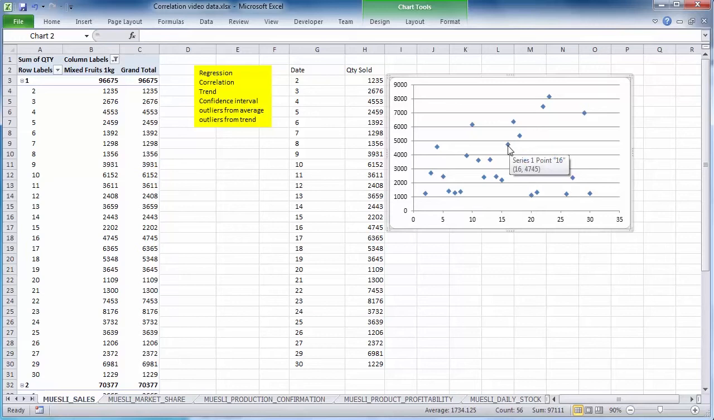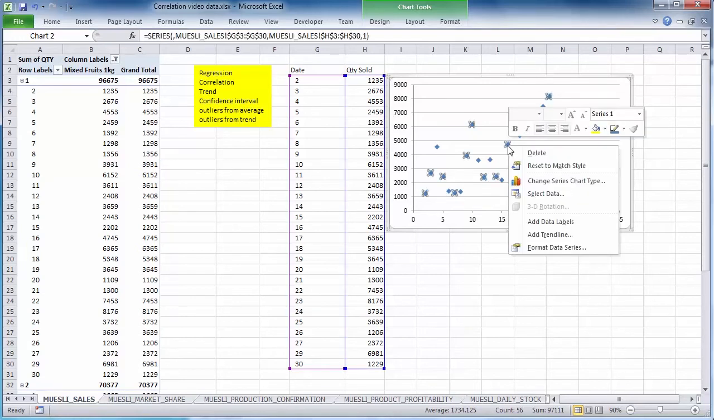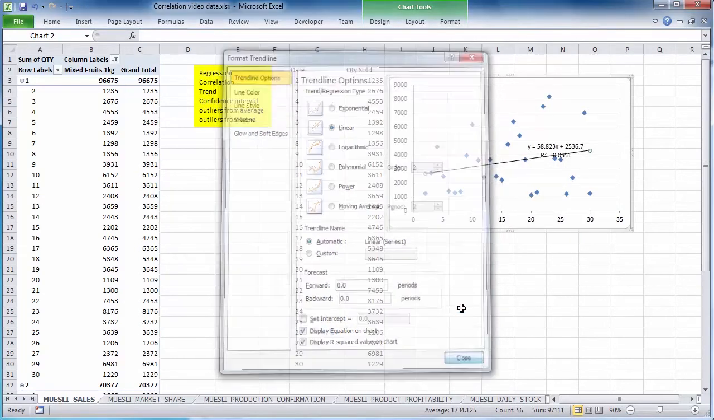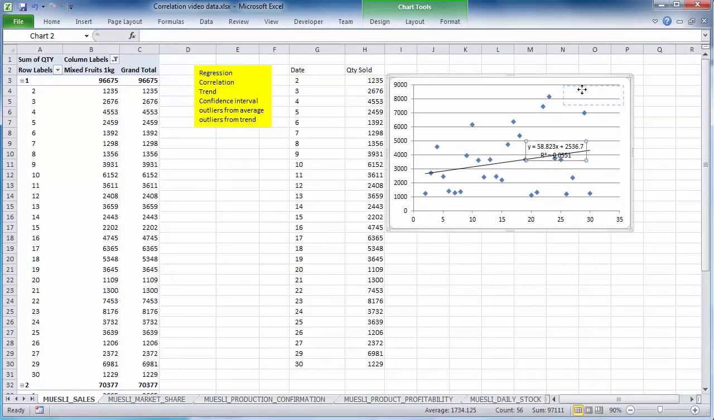But for all this data, if you want a regression line, you right-click on the data, add a trendline, and it's set up for linear. That's fine in this case. We're going to display the equation and the R squared. And there's the equation and the R squared. It's not a very good R squared in general. If we just did this lower data and fit a line to it, we'd get a really bad R squared. But it's almost a perfect line.